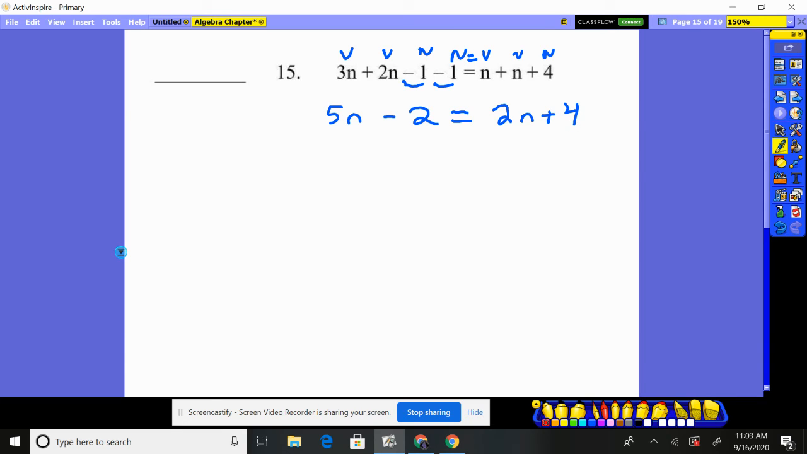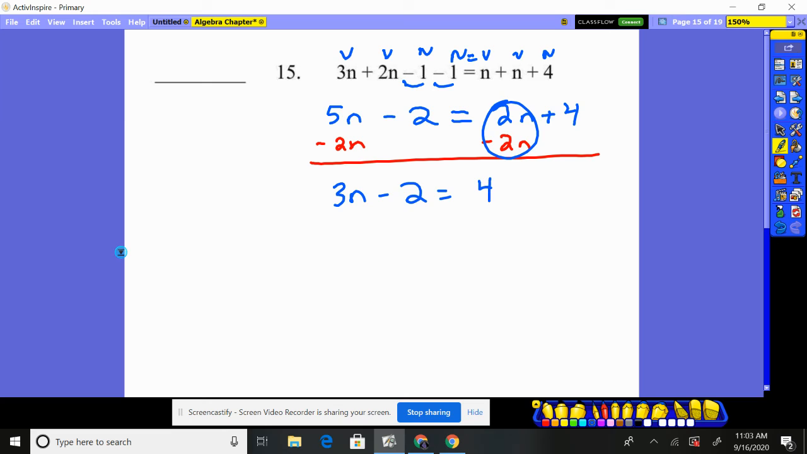Now I say, hey, get all your variables on one side. So do you want to move 5n over or do you want to move 2n over? Let's move 2n over. So I subtract 2n from both sides of the equation. 5n minus 2n is 3n minus the number 2 equals, gets off that side, and we get 4 left, just the number 4. Now, I got my 3n, so I need to get that 2 over to the other side. How am I going to get rid of subtracting 2? Add 2. So I add 2 to both sides of the equation. Goes away. 3n is equal to 4 plus 2, 6.